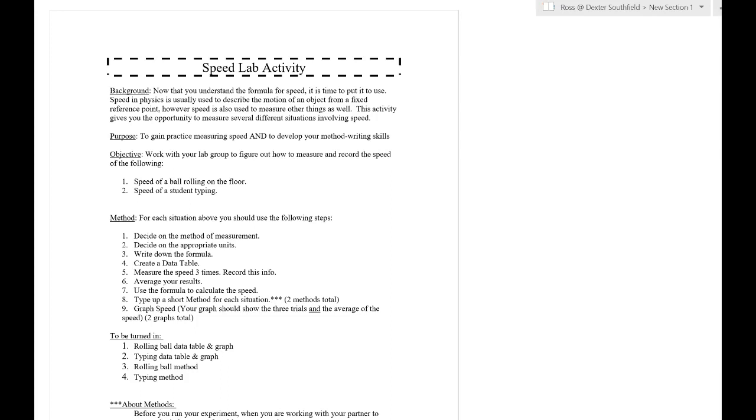So in the background it says, now that you understand the formula for speed, that formula being S equals D over T, it's time to put it to use. So just to recap, S equals D over T is the distance achieved in a period of time. So for the ball rolling, it would be how far it rolls in however long it rolls for, or however long you determine is the amount of time.